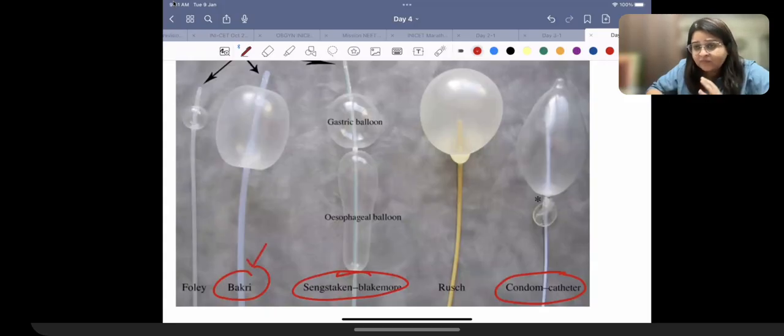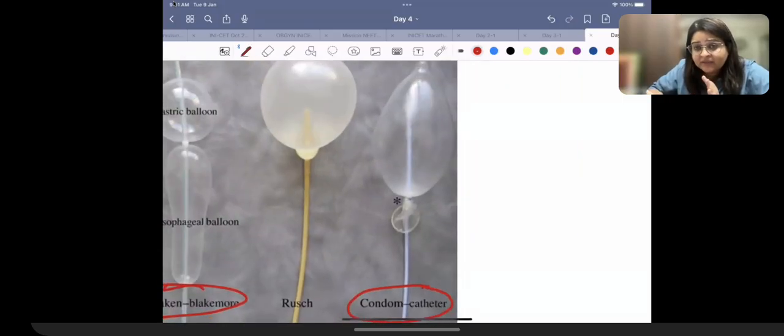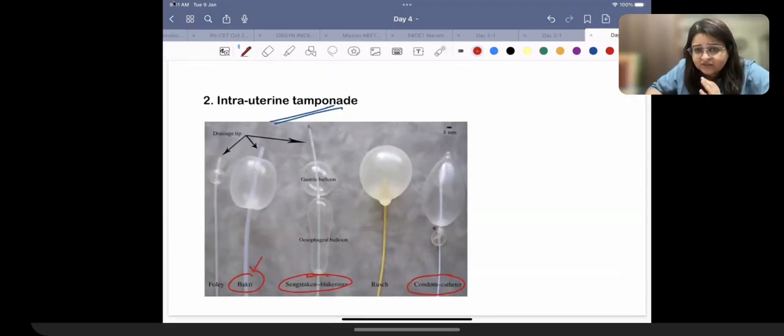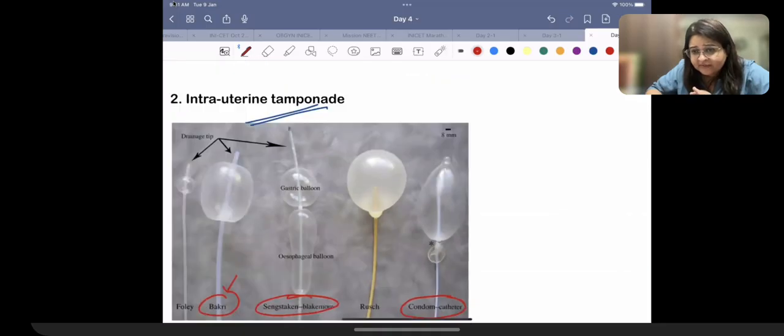Bakri tube, the actual Bakri which is made for this, is quite expensive. It costs 5,000 rupees, so many people don't even keep it in their setups. They keep a condom catheter prepared beforehand. It makes a lot of sense. It's cheaper to use a condom catheter.